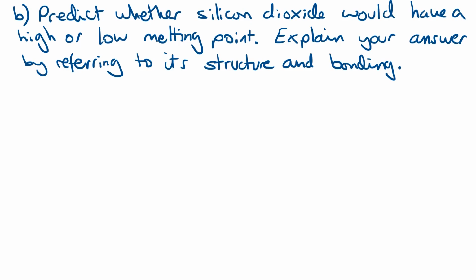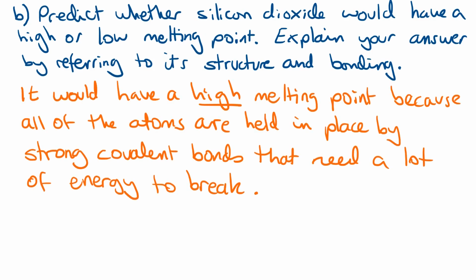So it would have a high melting point because all of the atoms are held in place by strong covalent bonds that need a lot of energy to break. Notice how every time we mention covalent bonds we put in the word strong in front to get us an extra mark. So the marks here would be 1 mark for saying high melting point, 1 for saying strong bonds, 1 for saying covalent bonds, and 1 for saying they're going to need a lot of energy to break those bonds.